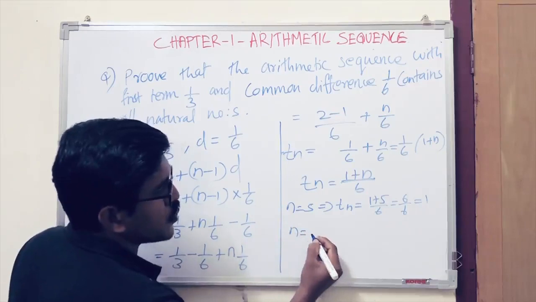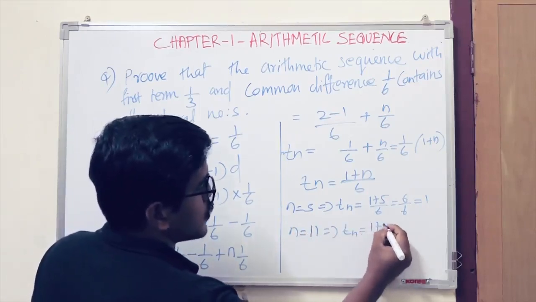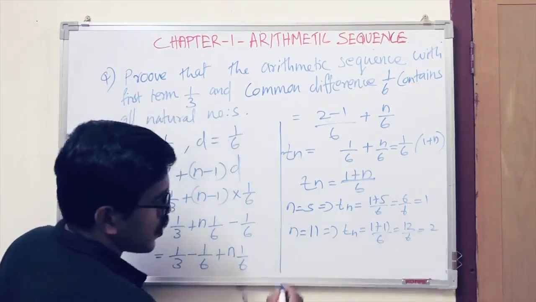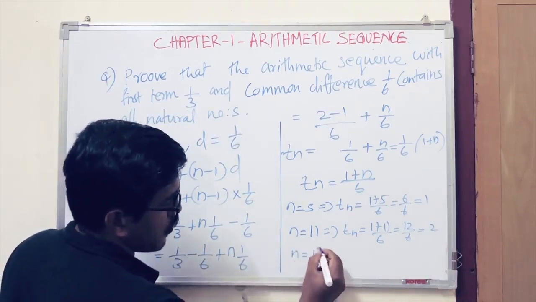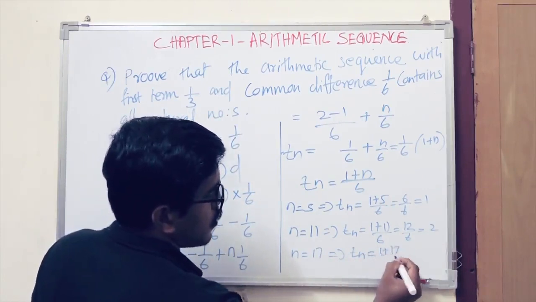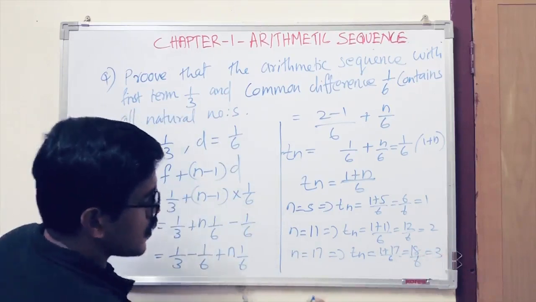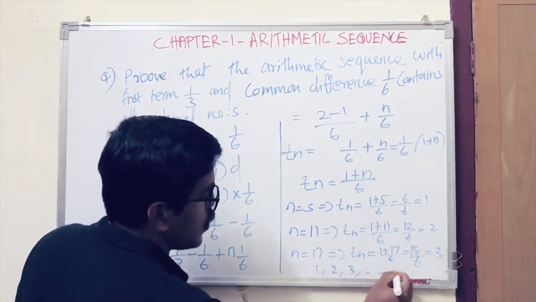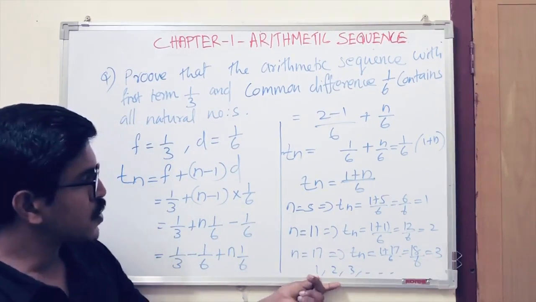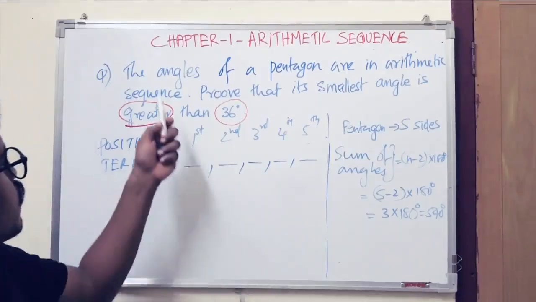If I put n = 11, then Tn = (1 + 11)/6, that is 12/6, 2 will come. If I put n = 17, then Tn = (1 + 17)/6, 18/6, 3 will come. That is the sequence 1, 2, 3, etc. We can find all the natural numbers. We can construct from this general form. Let us consider one problem here.